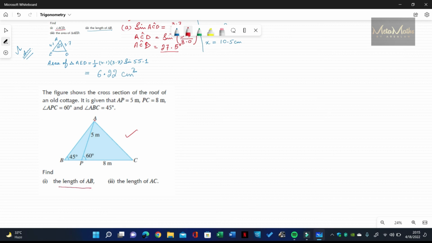Now AB is in this triangle, which is in the bigger triangle as well, but the required things are in triangle ABP. So we are going to make the triangle APB in a separate triangle. I hope I'll draw it correctly. Now I will label it: this is vertex A, this is B, and this is P.